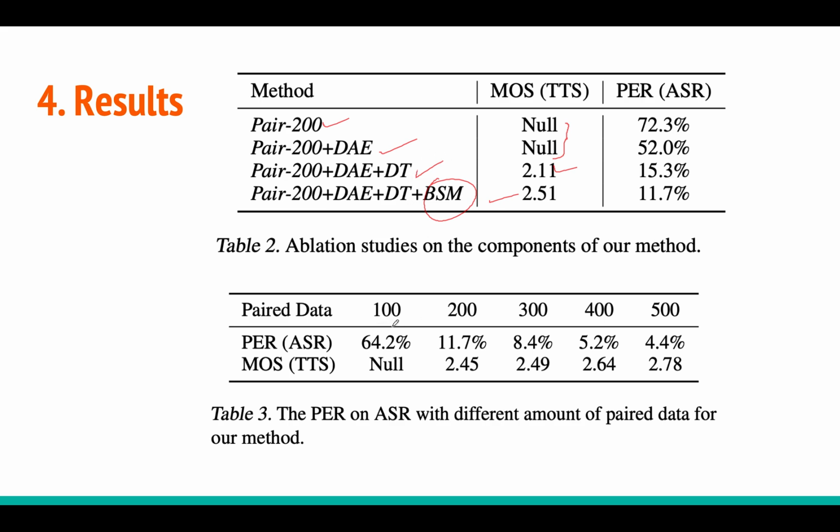And the second thing is they also did some experiments with changing the amount of paired data. Like if you take 100 sentences, what happens to PER and also MOS. And if you increase the amount of paired data, you will get a very good MOS score and PER also, right?